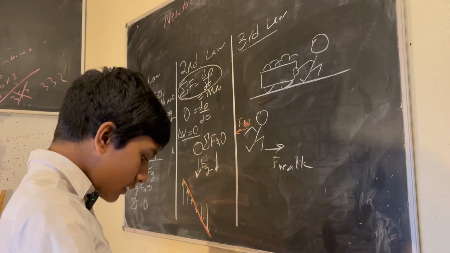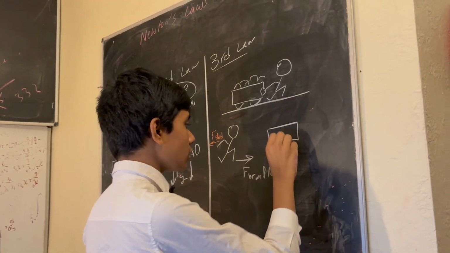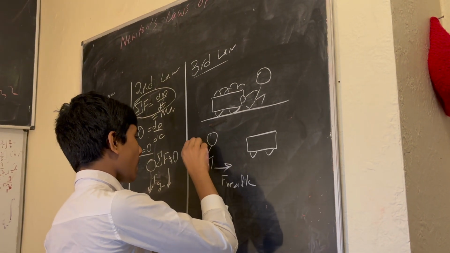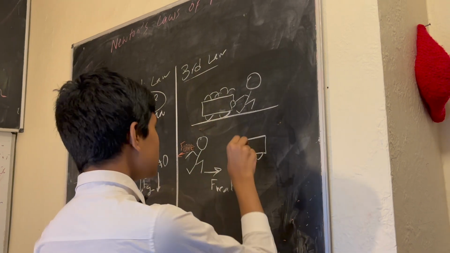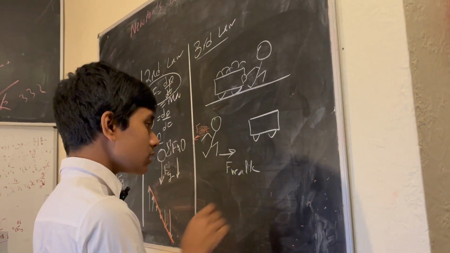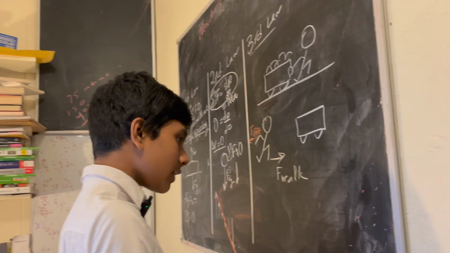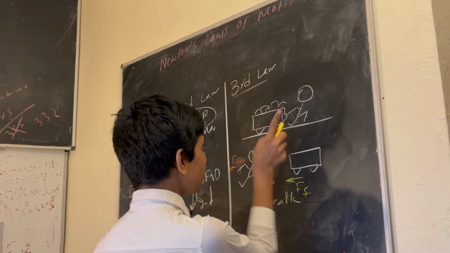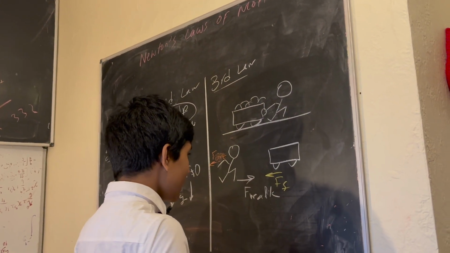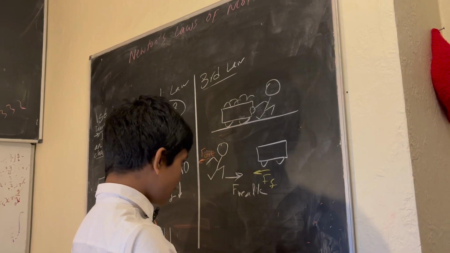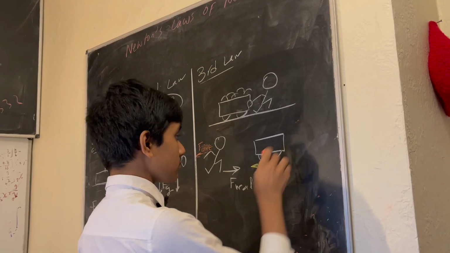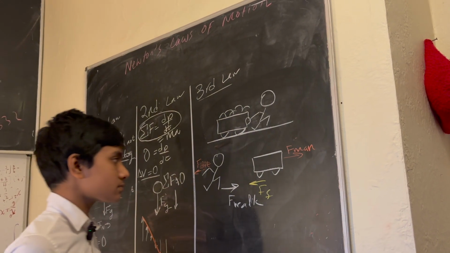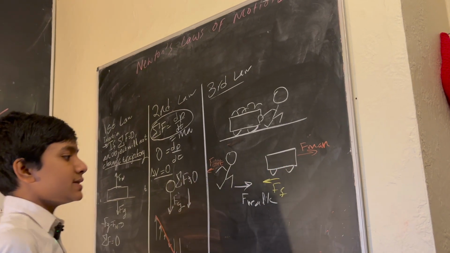Meanwhile, the sled or the cart or whatever you want to call it, I'll call it a cart actually. This cart right over here has the force of friction acting on it, and it's going this way since the man is dragging it this way, and it has the force of the man pulling it. So you can see this is a pair.